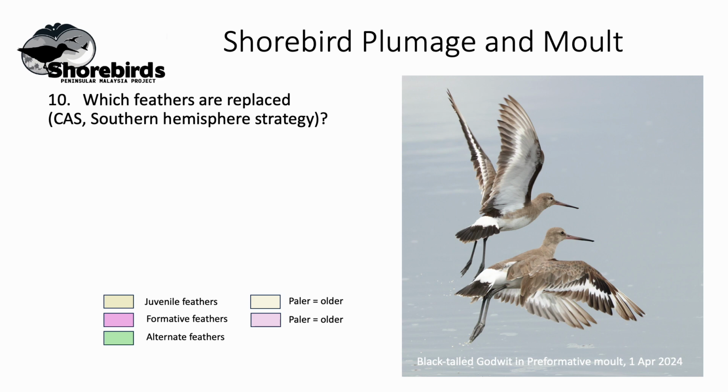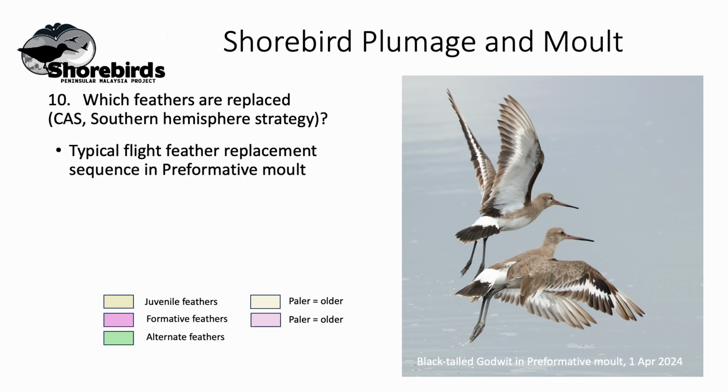So here's an example of feathers being replaced in typical flight feather replacement sequence in preformative molt. This is a picture which I took relatively recently, on the 1st of April this year, and I'm quite proud of this picture because it shows two races of black-tailed godwit. The lower one is the Bohai race, and the upper one is the Melanuroides race, and both of these birds are in preformative molt of their flight feathers.